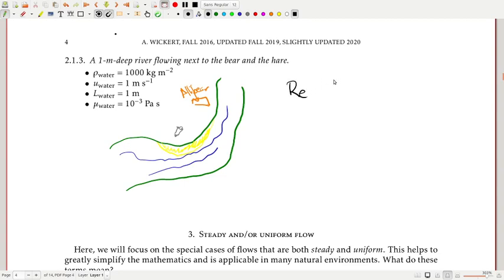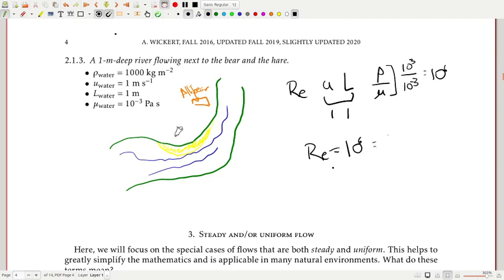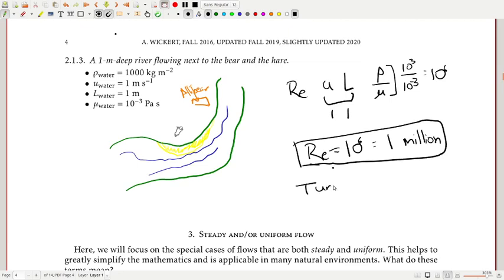Let's do this one more time. Reynolds number, velocity, length, density over dynamic viscosity. All right, so this one is the same as before. It's 10 to the 3 over 10 to the minus 3 equals 10 to the 6. These two over here then are 1 and 1. Well, that's easy. And so now the Reynolds number is equal to 10 to the 6, which is 1 million. And this, my friends, is a turbulent stream.